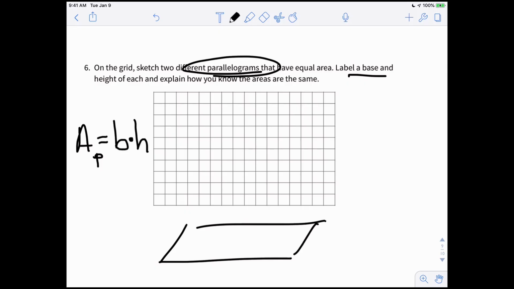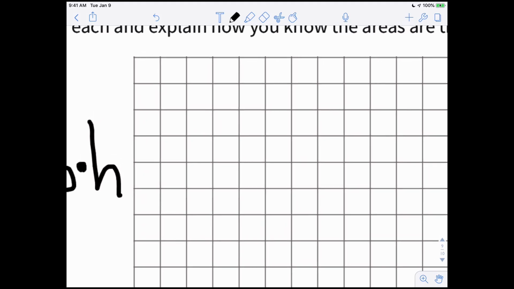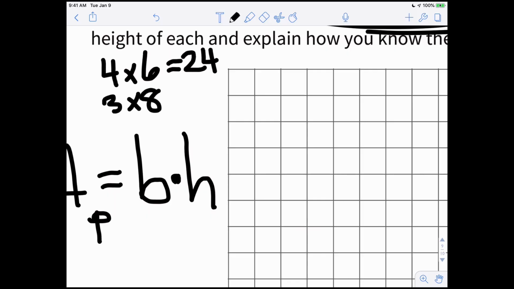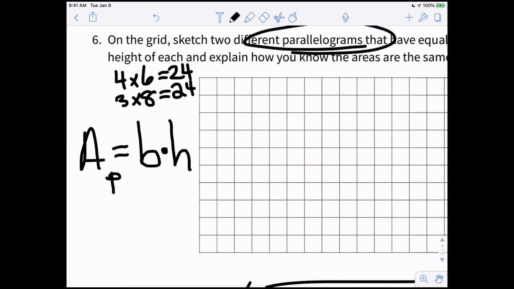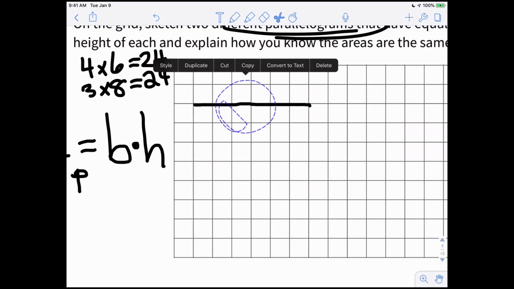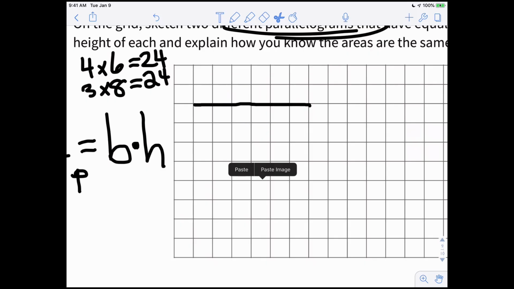So we want to create 2 parallelograms that have equal area, meaning we just need 2 parallelograms where the base and the height multiply to have the same product. So I'm going to use 4 times 6 is 24, and 3 times 8 is 24. So that's my 2 parallelograms. My 1 parallelogram needs to have a height of 4 and a base of 6. So check this out. 1, 2, 3, 4, 5, 6. And I'm going to copy that. So that's the base. Copy and paste it in.